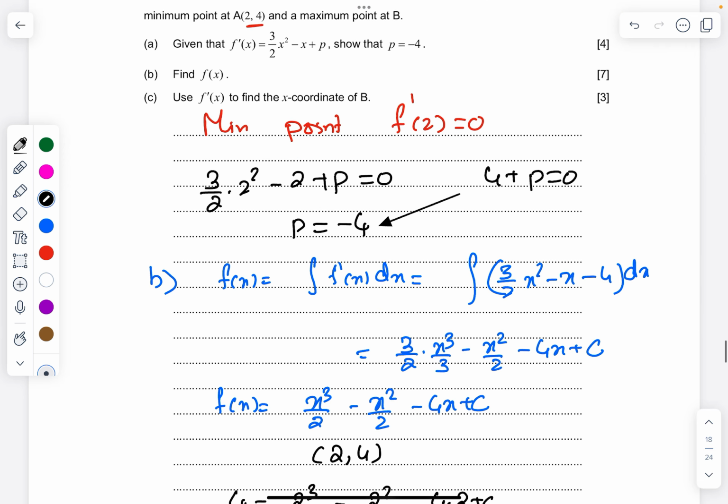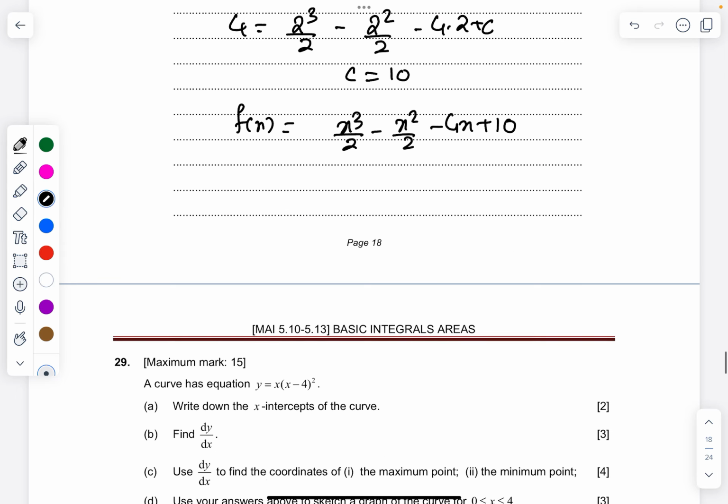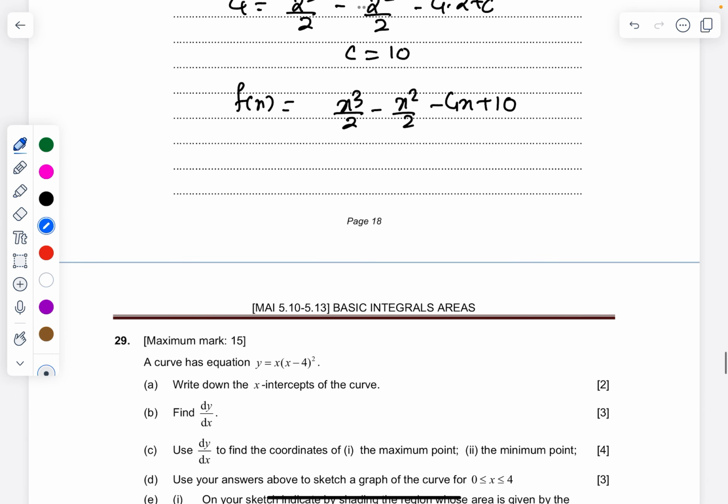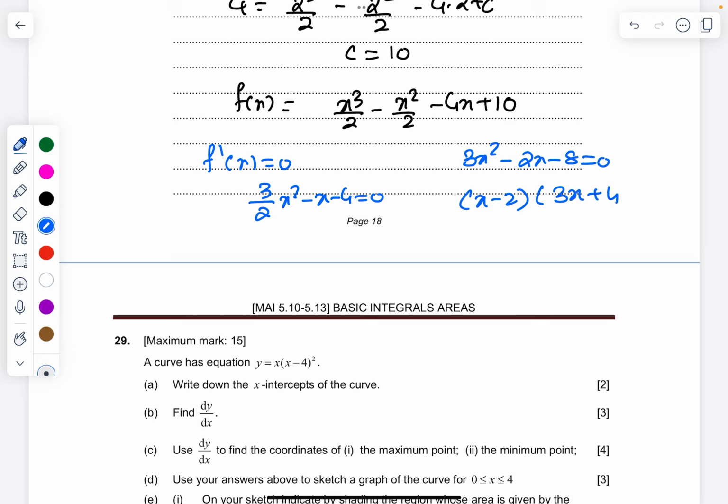Then use f prime x to find the x coordinate of B. For f prime x, it should be equal to 0. So 3 upon 2 x square minus x minus 4 should be equal to 0. So 3x square minus 2x minus 8 equals 0. When you factorize it, you will get x equals 2 or x equals minus 4 upon 3. We know that 2 is already A, so minus 4 upon 3 has to be B.